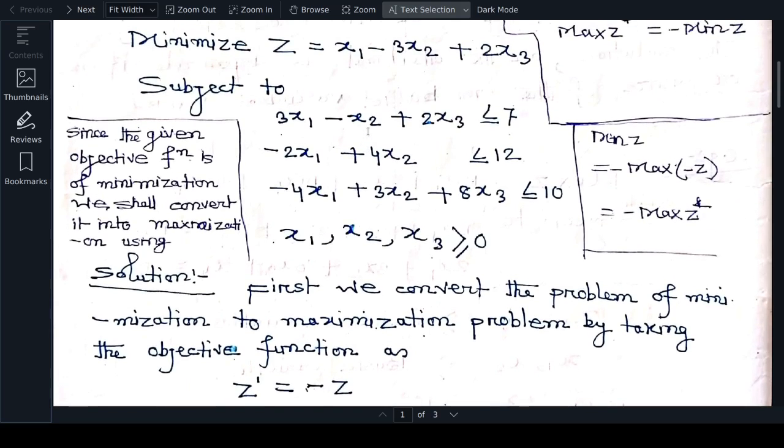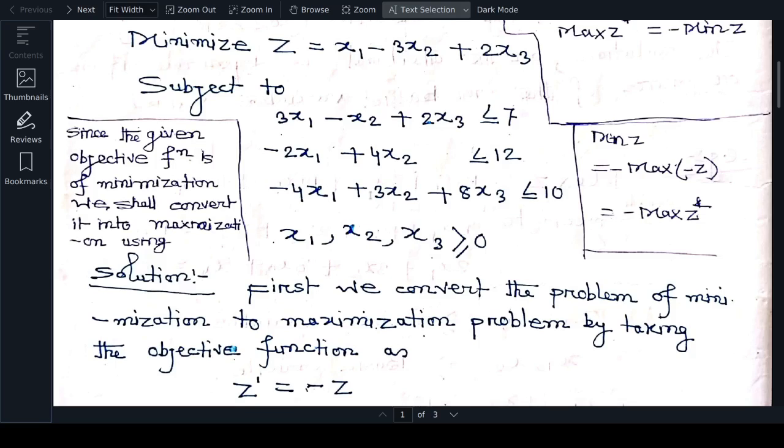So what is the rule for solving the simplex method? First we check our objective function. Second, we shall check the constraints. How many constraints are in this problem? Three constraints.